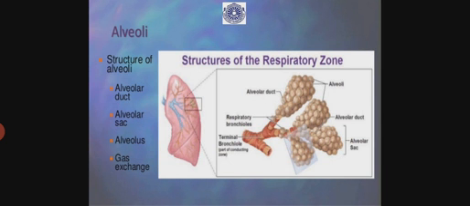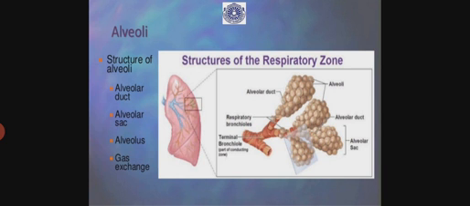Coming to the structure of the alveolus, or the alveoli. This is what we call the actual respiratory zone, because they are the actual ones involved in the exchange of respiratory gases. And here you can make out the detailed structure of this alveolus.